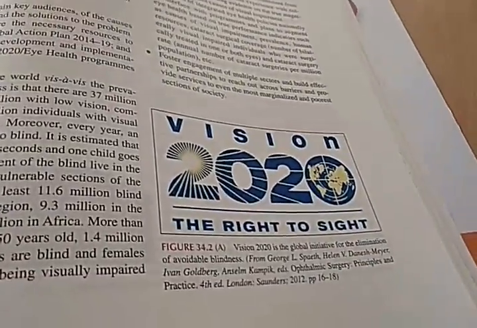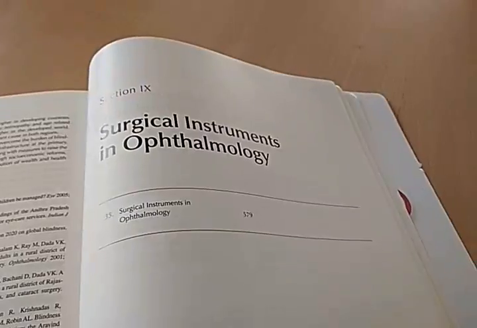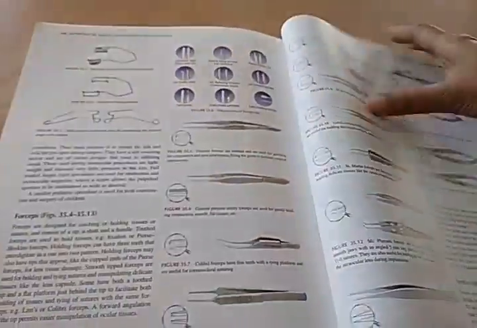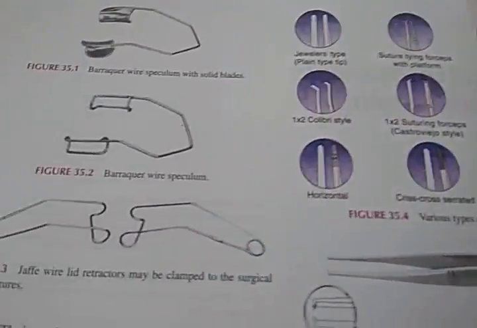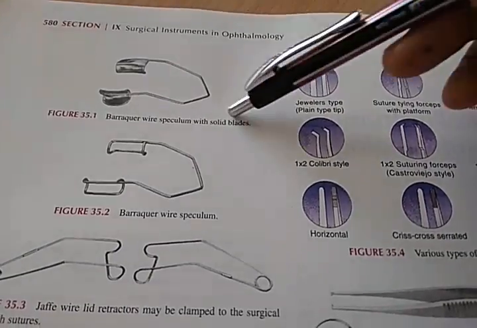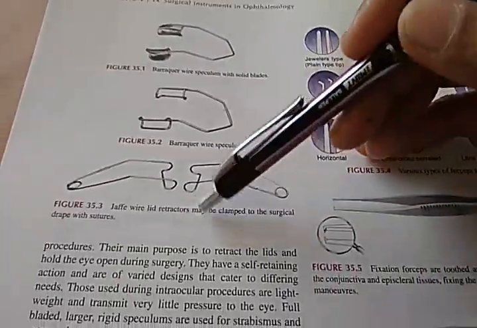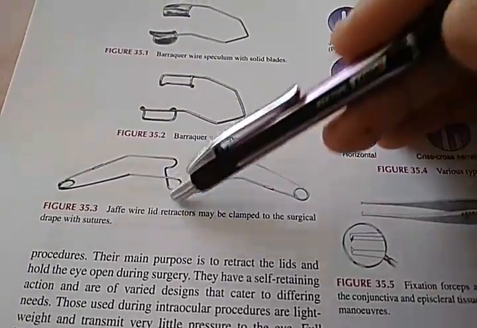Vision 2020, the right to sight, community medicine here. Guys, this one looks a little interesting. Okay, just pay attention here. Surgical instruments in ophthalmology. They have covered a lot. What are these? Wire speculum, Barraquer wire speculum, Jaffe's wire lid retractors may be clamped.